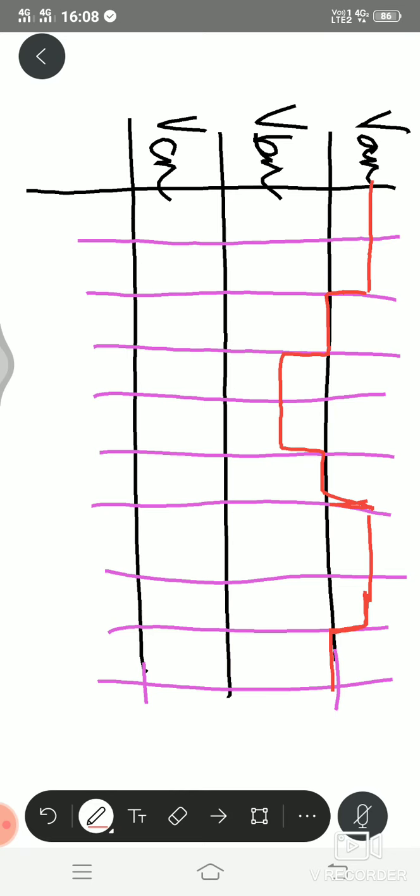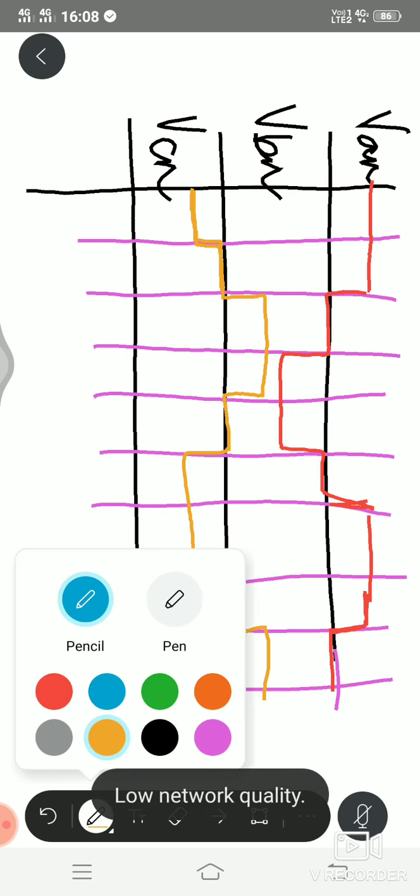Now, yellow, that is your B phase, VBN. VBN for the first stage was minus Vs by 2. VBN for the second stage was 0. That is from equation number 2 and equation number 4. Then after this, it is following this pattern. So you can easily draw on your own. So this completes your VBN.